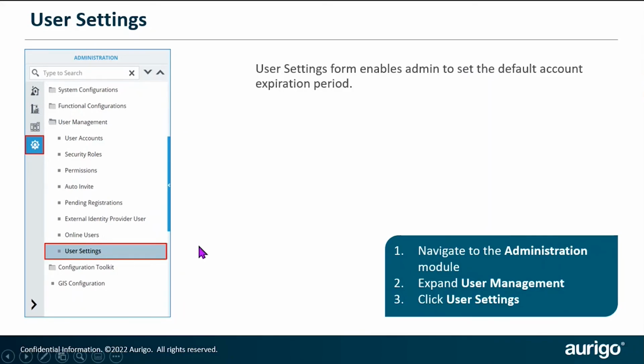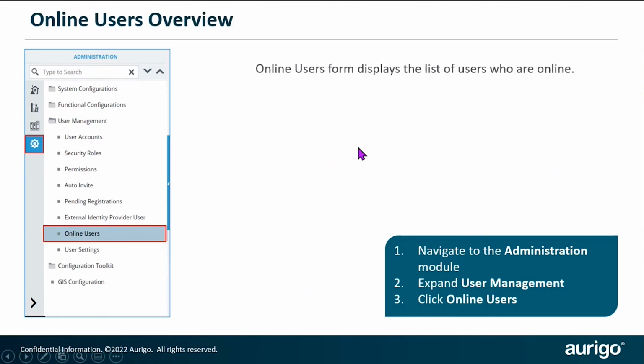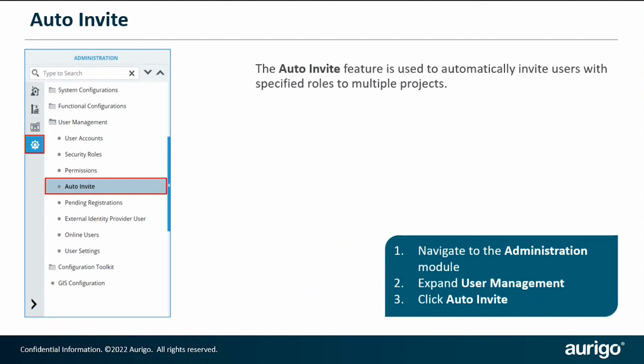We have a few additional forms. The user settings form enables you to set the default account expiration period. What day should new user accounts show as the expiration date? That's what that's about. The online users form lets you see who is currently online, and if necessary, log them out. And the auto invite feature allows you to automatically invite users with specified roles to projects as they're created, or to multiple projects.